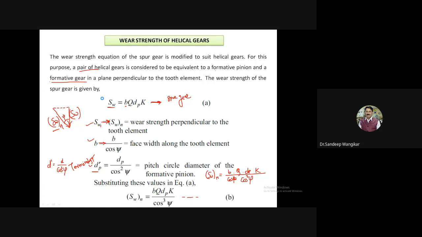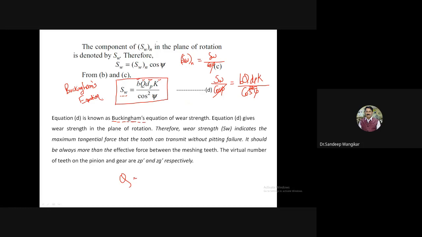Okay, write down next slide also. The equation is ESW is equal to BQ dpk divided by cos square psi. So the last equation is ESW is equal to BQ dpk. In this case, BQ dpk divided by cos square psi. So while solving numericals, we have to keep in mind that this is divided by cos square psi. This is for helical gear, and this only BQ dpk is for spur gear. Otherwise, there are chances that the numerical may go wrong.